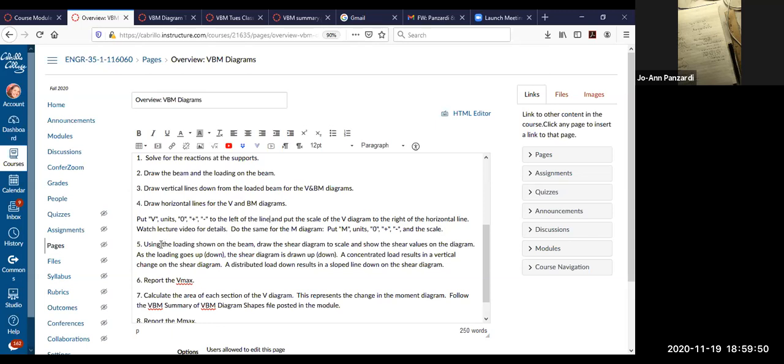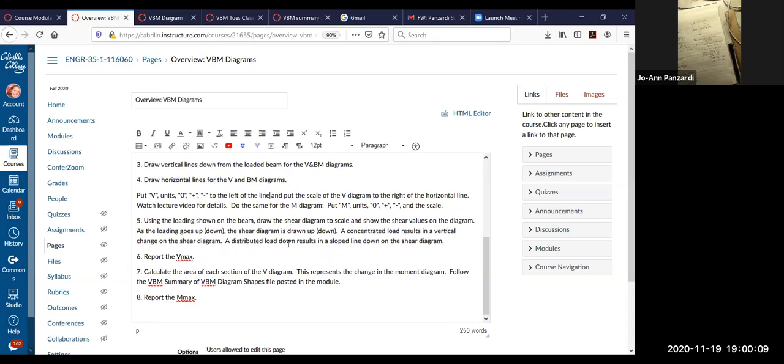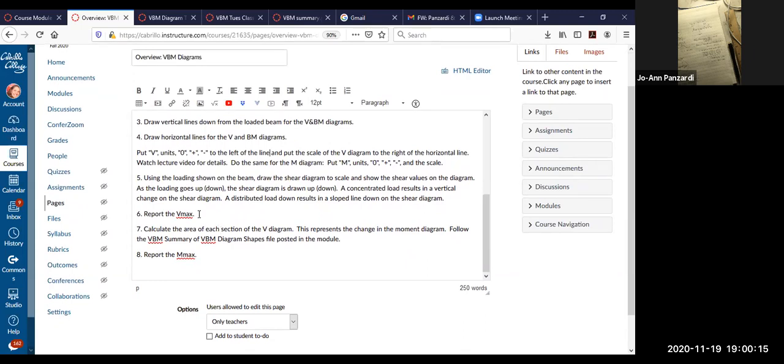Okay, five. Using the loading shown on the beam, draw the shear diagram to scale and show the shear values on the diagram. As the loading goes up or down, the shear diagram is drawn up or down. A concentrated load results in a vertical change on the shear diagram. A distributed load down results in a sloped line down on the shear diagram. Report the maximum shear.